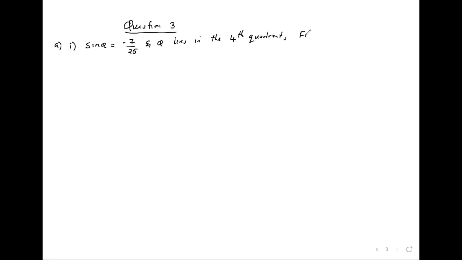Okay, so next we go to question 3. Question 3a, A1, if sine theta is equal to negative 7 over 25 and theta lies in the fourth quadrant. Find tan 2 theta.